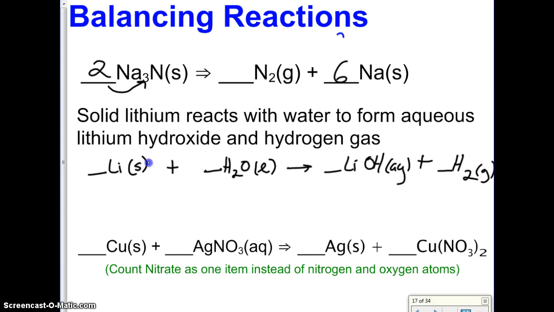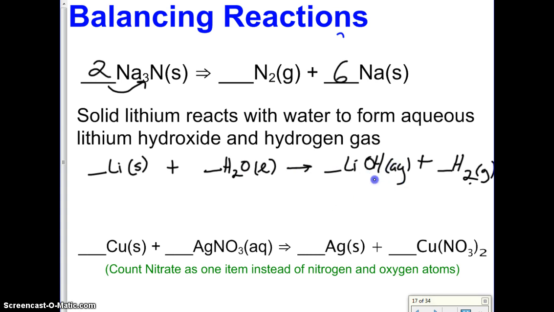Okay, so 1 lithium, 2 hydrogens. Careful here, notice the hydrogens are split. 3 hydrogens here, okay, 1 oxygen and 1 oxygen. Because the hydrogens are split, I would typically leave those for last, but we have a problem here. Lithium's already balanced and our oxygen's already balanced. So our hydrogen is the last thing we can look at.